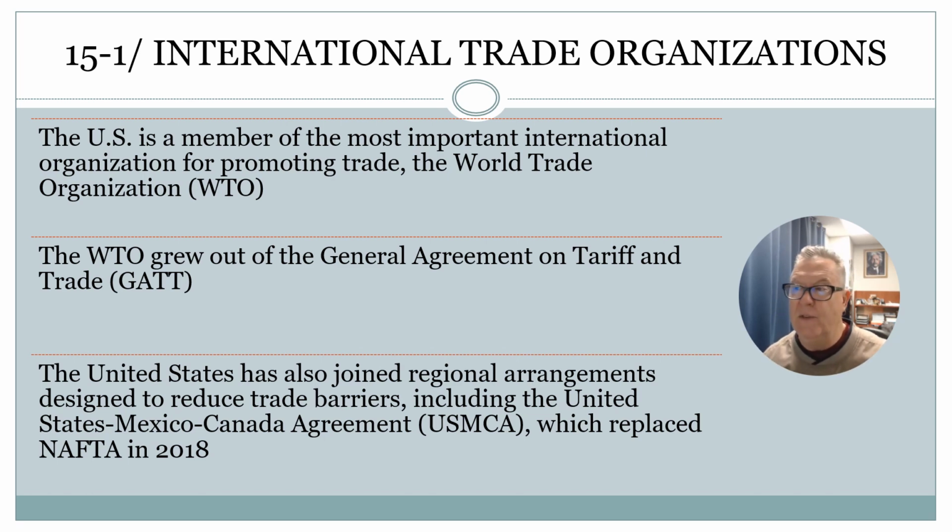International trade organizations. The United States is a member of the most important international organization for promoting trade, which is the World Trade Organization. The WTO is designed to adjudicate trade conflicts and to promote free trade. The WTO grew out of what had previously been known as the General Agreement on Tariffs and Trade, otherwise known as GATT. GATT was ended in the 1970s. The United States has also joined regional arrangements designed to reduce trade barriers, including the United States-Mexico-Canada Agreement, which replaced the North American Free Trade Agreement in 2018.